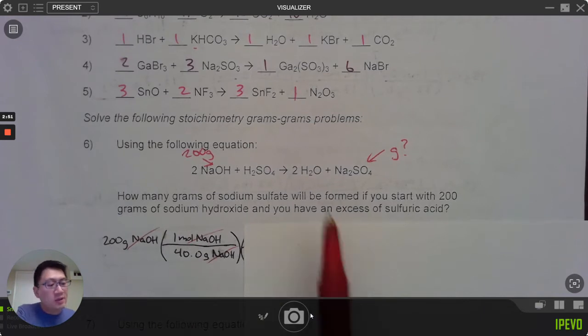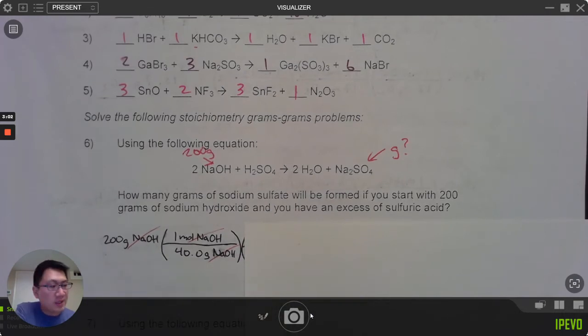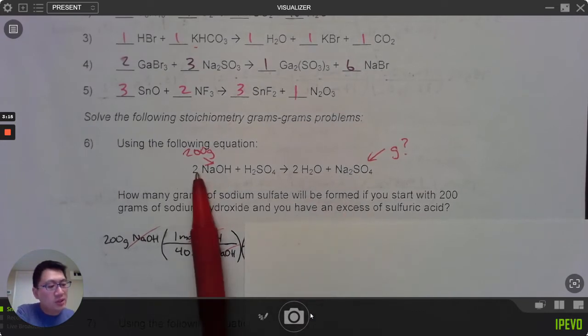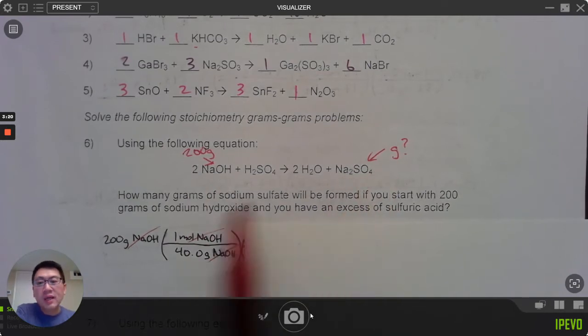It says excess sulfuric acid, meaning we don't have to worry about this being a limiting or excess reagent problem. I know I have plenty of it. How much do I have? I don't know, but I have plenty. That's why it's in excess. This is not a limiting or excess reagent problem. In other words, this is a grams to grams stoichiometry problem: given 200 grams, find how many grams of this thing.